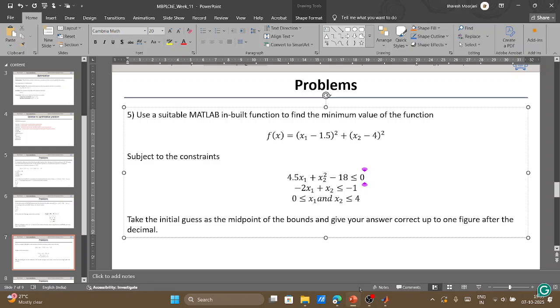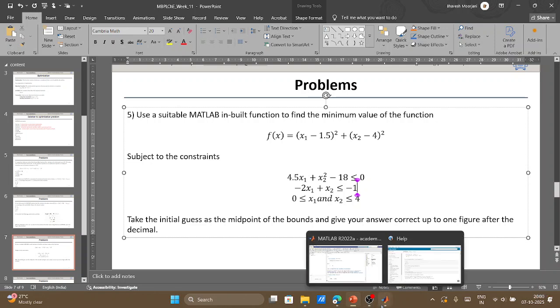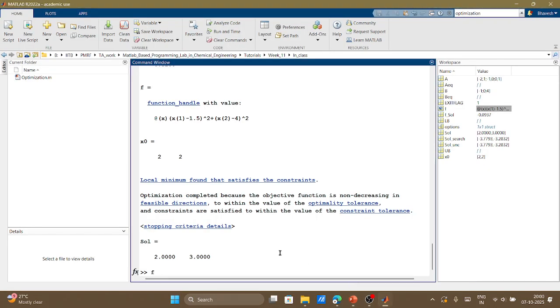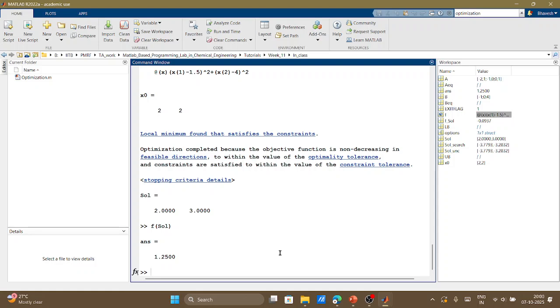So if you put 4.5 times x1 plus 9 minus 18, it will come to an equality constraint. So actually your solution is lying at the boundary here, like both the constraints are satisfied as equality values, right? So your solution is lying at the boundary, and the corresponding function value will be 1.25.